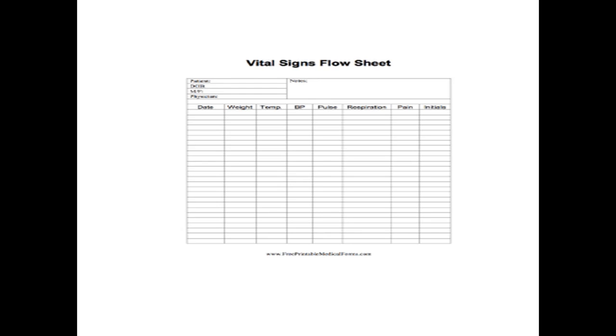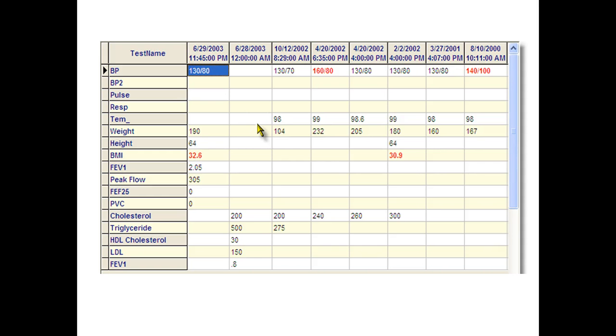Here's another example of a flow sheet. This is an example of weight, vital signs, and pain. This is a paper flow sheet that may be kept at the bedside or in the patient's chart. And then more commonly, what we're going to see in the hospital now are electronic flow sheets.